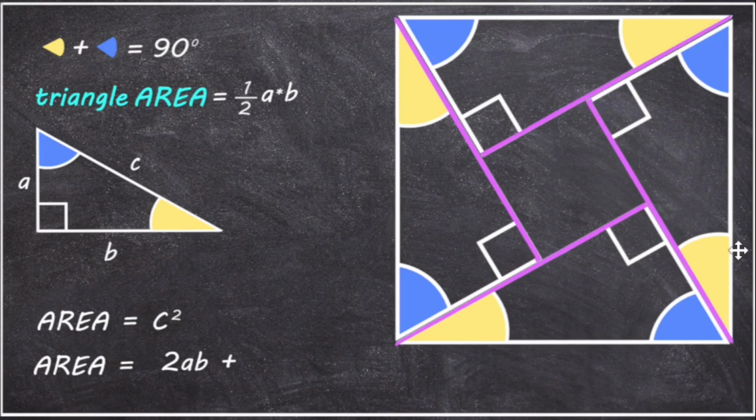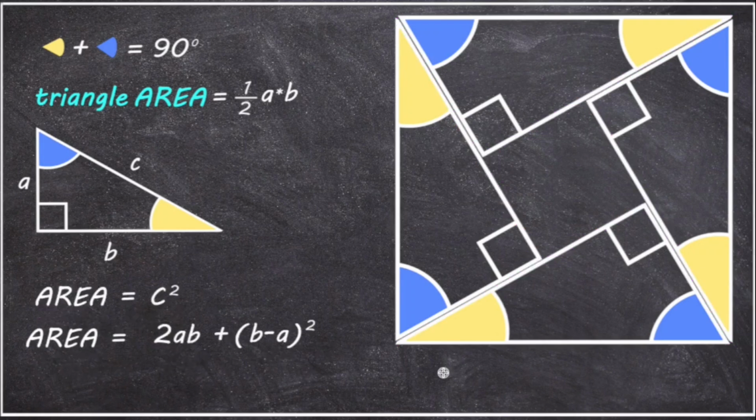The area of the internal section then is (B minus A) squared, which means that the entire area can be expressed as 2AB plus (B minus A) squared using a right angled triangle, and that must be the same area as C squared. We have just one more step, and that is to expand the brackets to see what result we get.